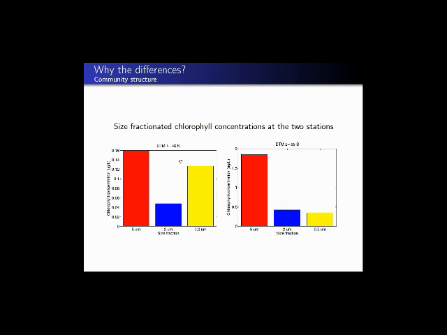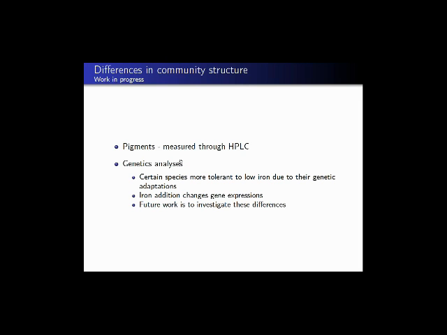were less likely to have used up all the iron. But we will have more confirmation of this when we get our results from the iron concentration measurements. And how else can we find out the differences in community structure?